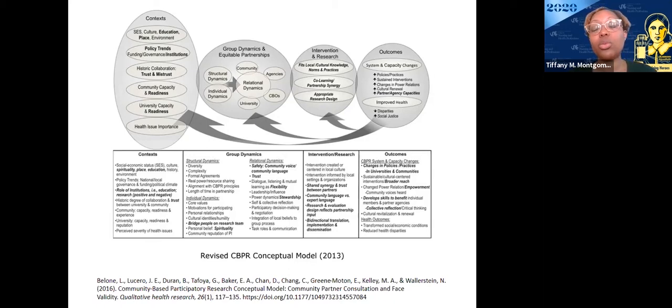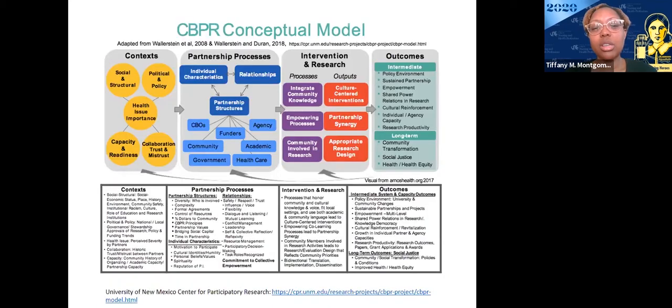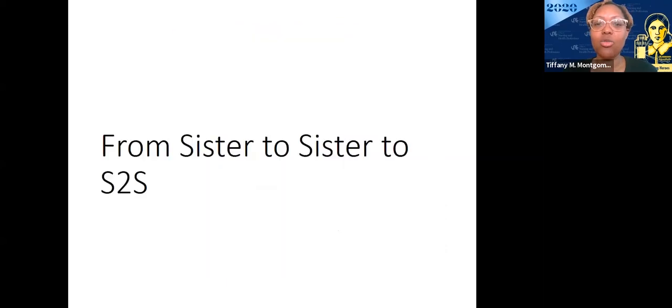We move to the intervention and research piece, which is, I think, what people think is oftentimes most important. I actually think the relational piece is most important. And then of course you have your outcomes. Then there's a slightly newer, more involved conceptual model that you might see floating around. Same sort of concept, just it looks a little bit different, and I feel like they piece things out a little bit more. So if you get the slides, you can look at it in detail. I don't really have time to go over it.